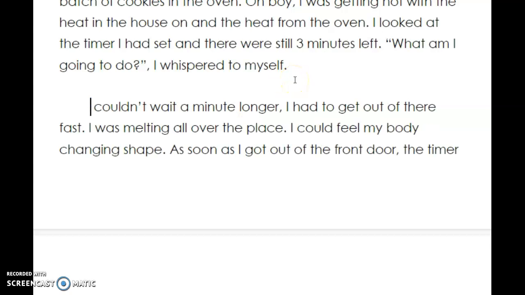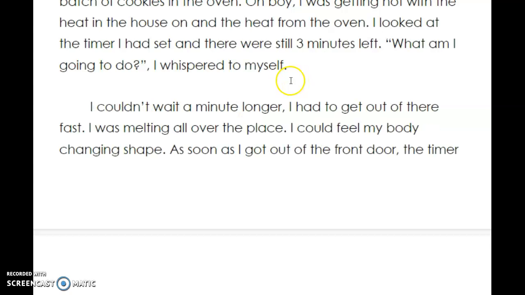And this should actually start up here. We skip a line and then, remember, we skip a line and then indent.